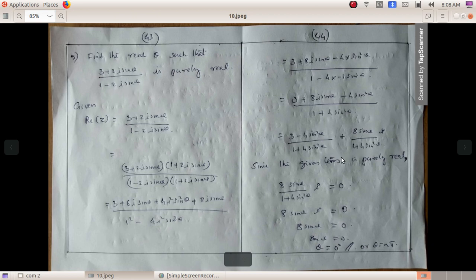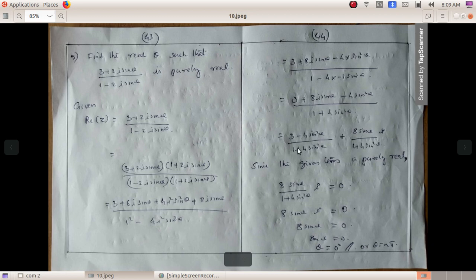Here we will have 4 sin square theta into i. So 3 minus 4 sin square theta plus 1 plus 4 sin square theta plus 8 sin theta i. Here i appears. So this term is purely real means what? i will not be there. So we don't need this, because here i appears. We can drop this. So we are taking only this.